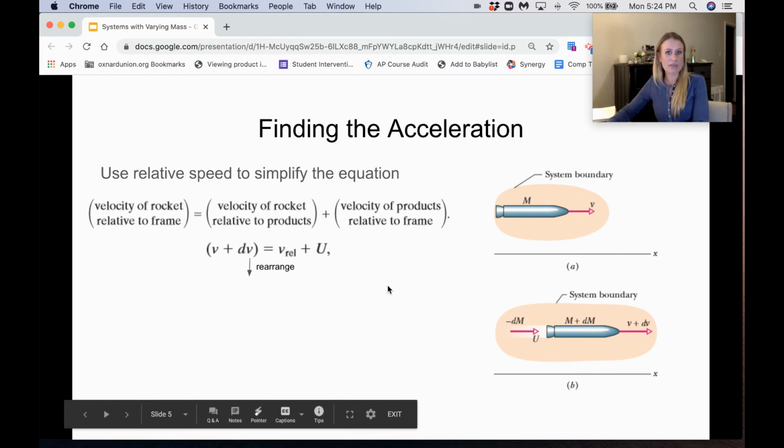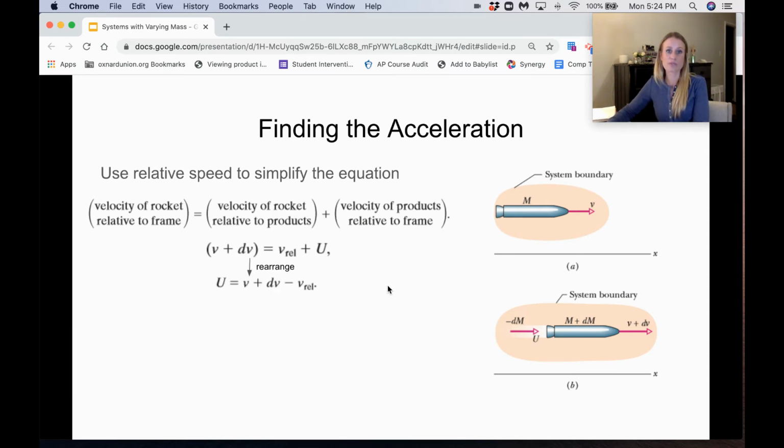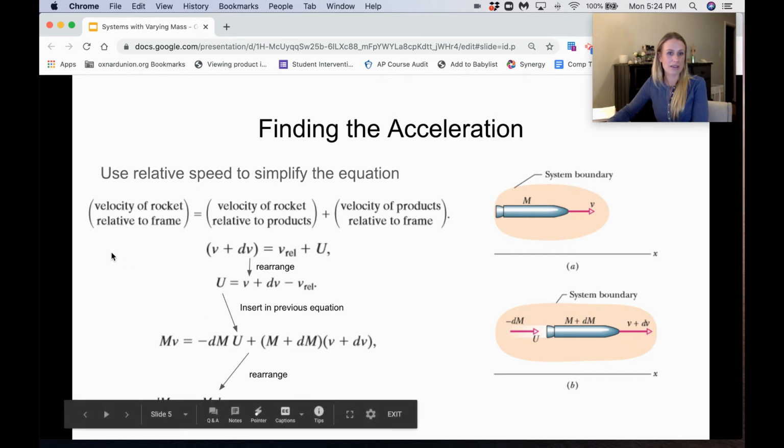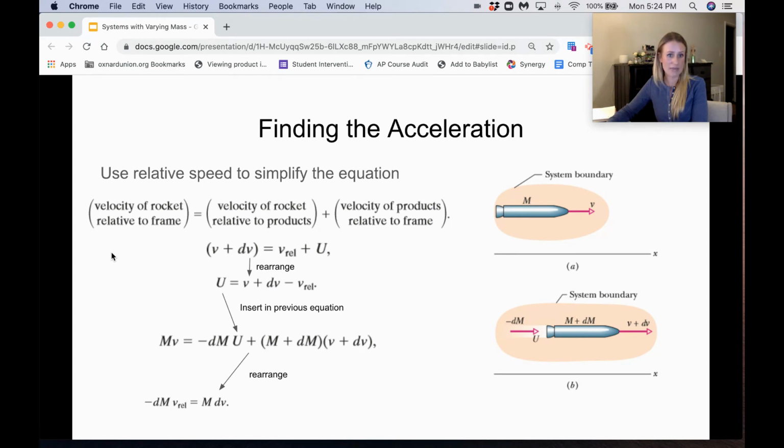Now we're just going to rearrange this. We're going to subtract the relative velocity from both sides. Then we take this whole thing, solved for u, the velocity of the products, and insert it into our previous equation on the last slide. Once it's inserted, we rearrange all that, do some algebra magic, and we get this equation, which looks much, much nicer than it did before. What we get right here is negative dm times relative velocity equals big M, our original mass, times dv.